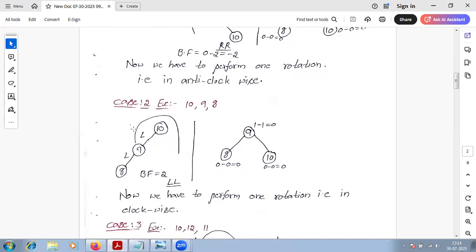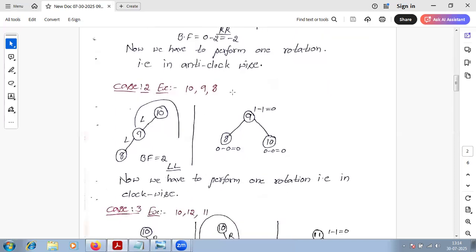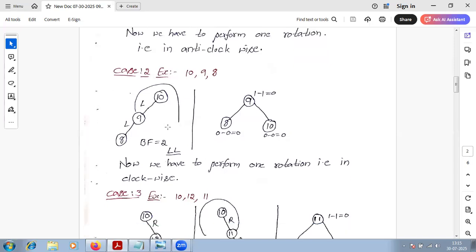Next, coming to case 2. Here we have taken one more element, so 3 elements are there. First construct a binary search tree, taking the first element as the root element. What is the next element? 9. Is it less than or greater than the root element? Less than the root element. Then where do we place it according to the binary search tree rule? To the left side of the root element. Next, 8. Compare with the root node, less than, and come to the left side. Already 9 is there. Compare with this element, and again it is less than, so we place it to the left side. Now we have constructed one binary search tree.